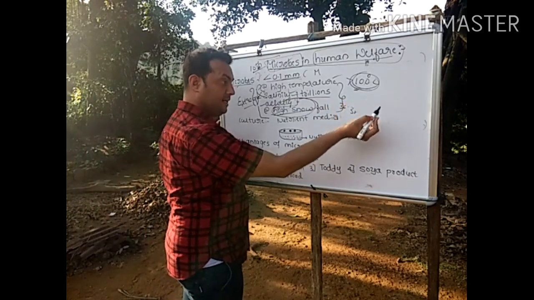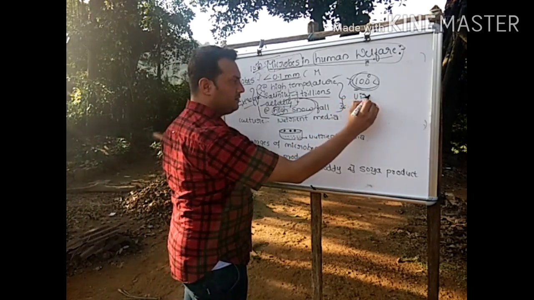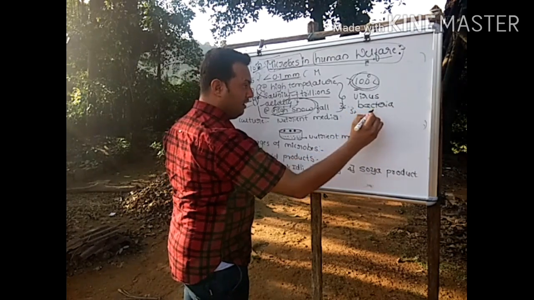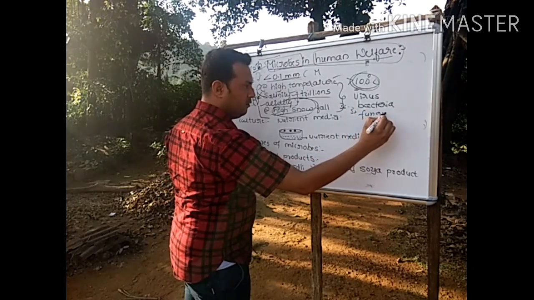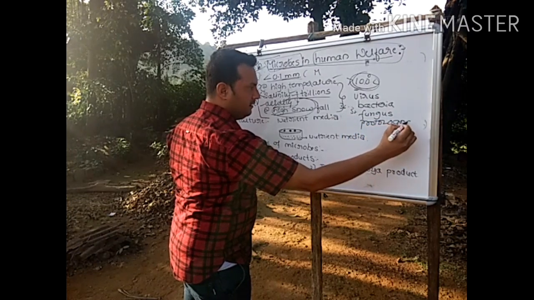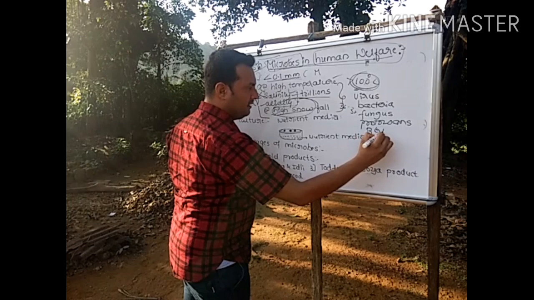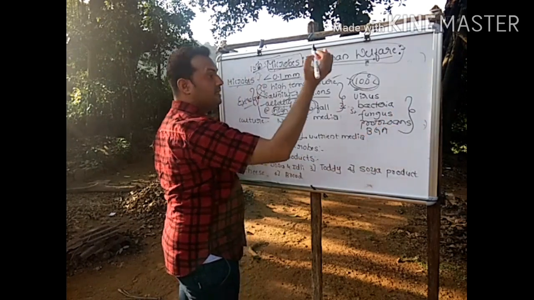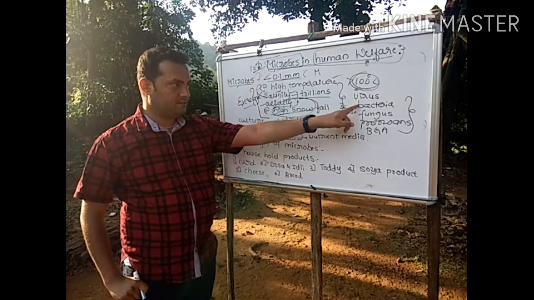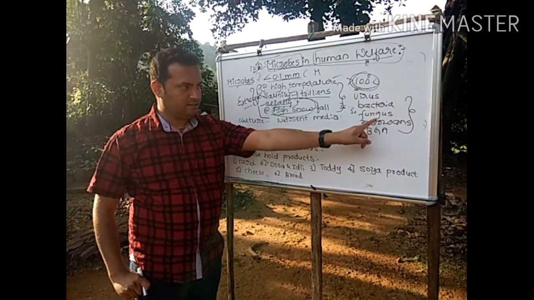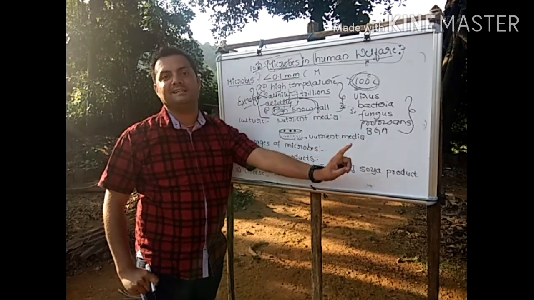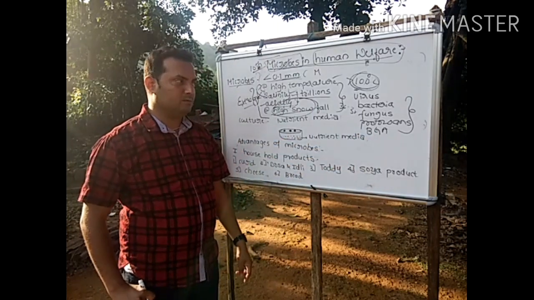As we have studied earlier itself, virus, bacteria, fungus, protozoans, blue-green algae. These are a few examples of microbes: the virus, bacteria, fungus, protozoans, and even blue-green algae. Otherwise, you can call this cyanobacteria too.